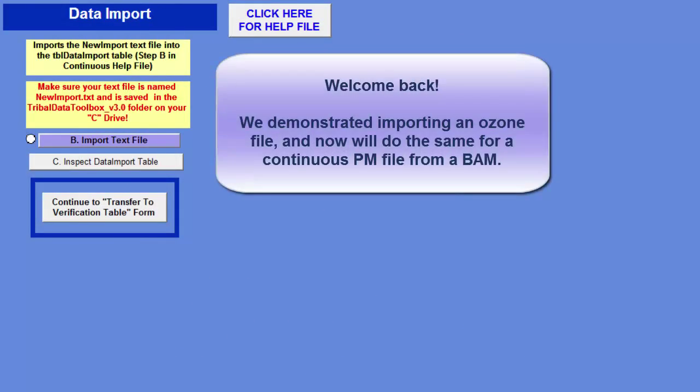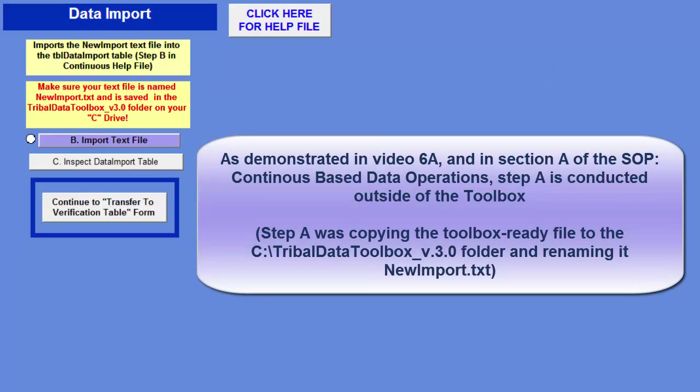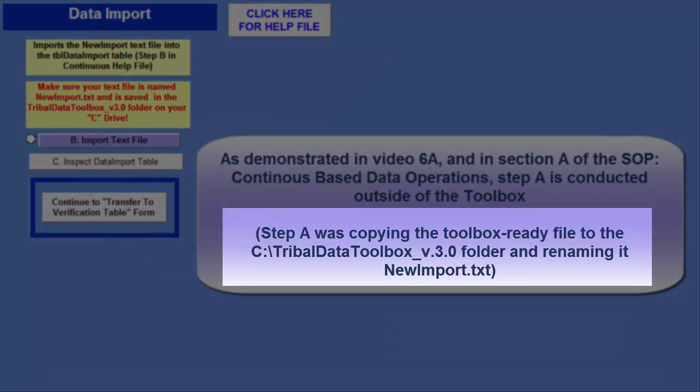So we have successfully imported our ozone data file into the toolbox, and now we are ready to import our PM 2.5 data into the toolbox. Outside of the toolbox, I already made a copy of the PM 2.5 data file that I want to import and pasted it into the Tribal Data Toolbox version 3.0 folder on my hard drive. And I've already renamed it as newimport.txt.